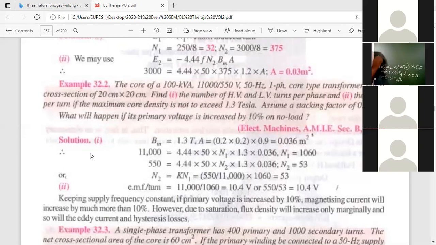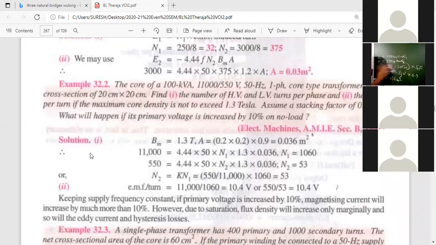Now see here, your E1 is 11,000 volts. Your E2 is 550 volts. This is the high voltage. N1 is your high voltage winding. N2 is your low voltage winding.